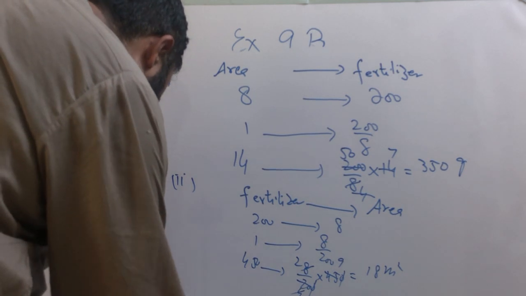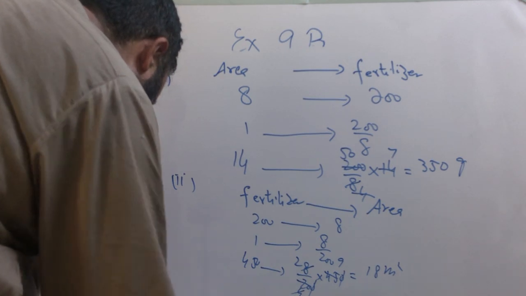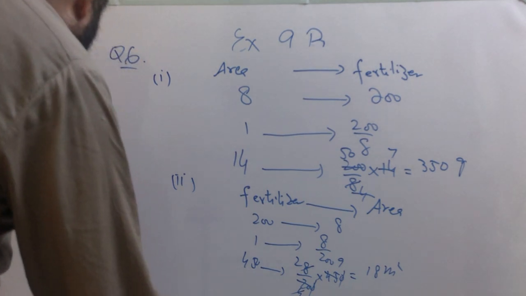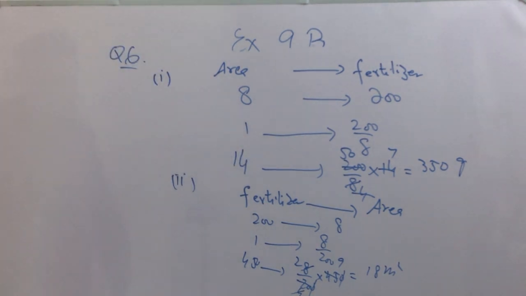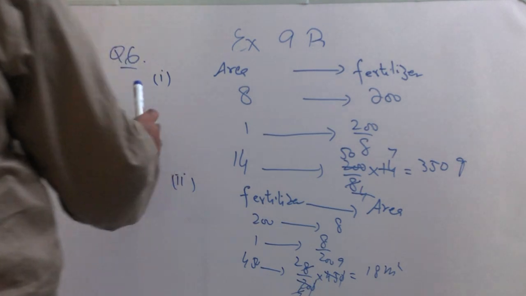It was question number 6, and we have done both the parts for exercise 9B. So again I'll recap this. Part 1 says that 200 grams of fertilizer is required for a plot of land that has an area of 8 meters square. We have the area, we have the fertilizer amount. We need to find the amount of fertilizer needed for a plot of land that has an area of 14 meters square. So that's why we kept fertilizer on the right side and area on the left side.